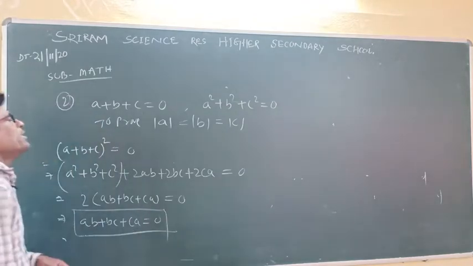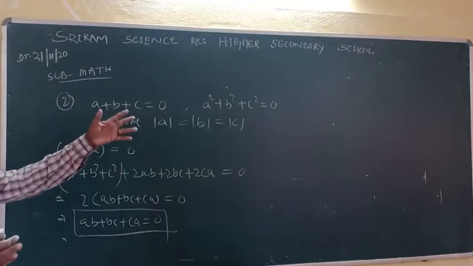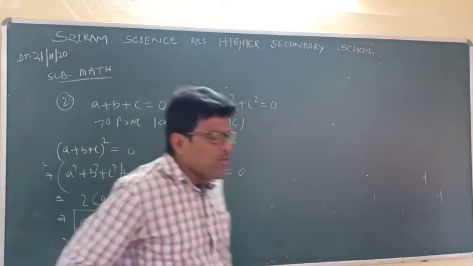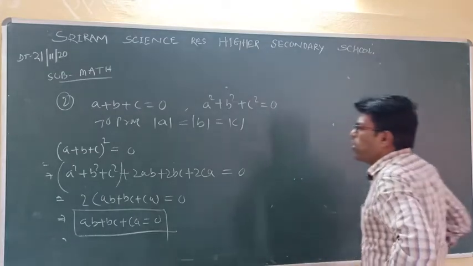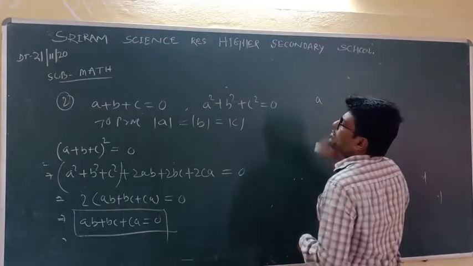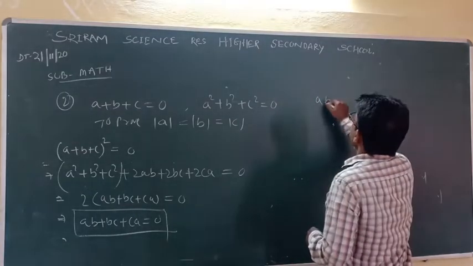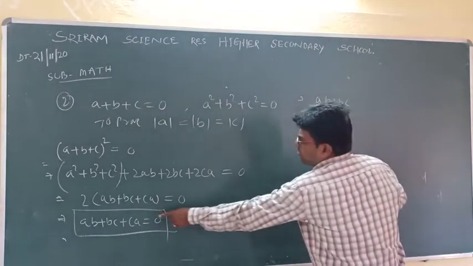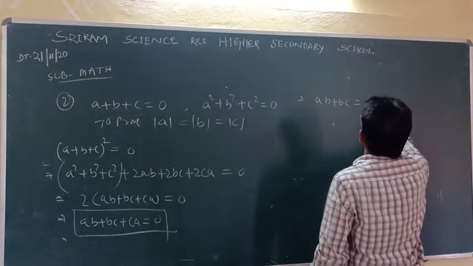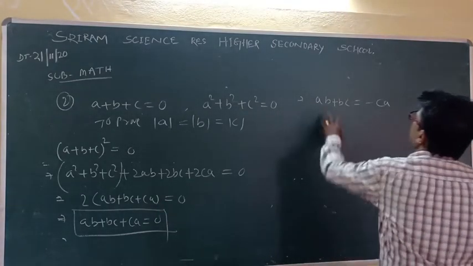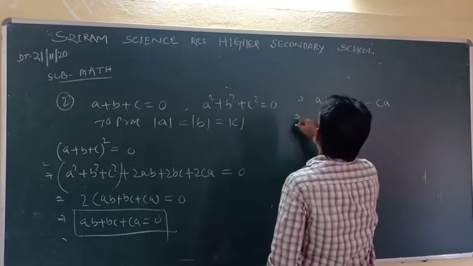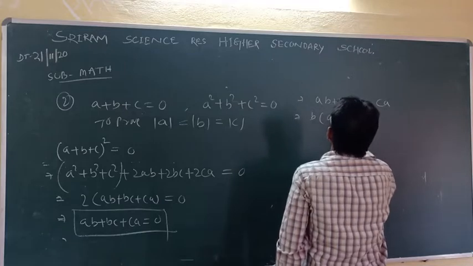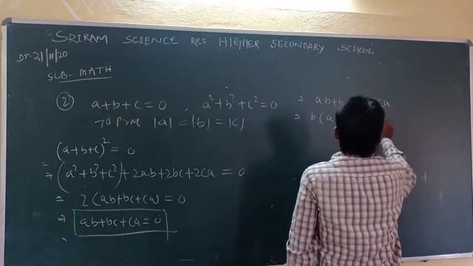We find that value. If a plus b plus c is equal to 0 and a square plus b square plus c square is equal to 0, then we find ab plus bc plus ca is equal to 0. Now we are going to solve that problem this way. Now from that equation, ab plus bc, separate ca: ab plus bc is equal to minus ca. Now we are taking b common from both. So b times a plus c is equal to minus ca.